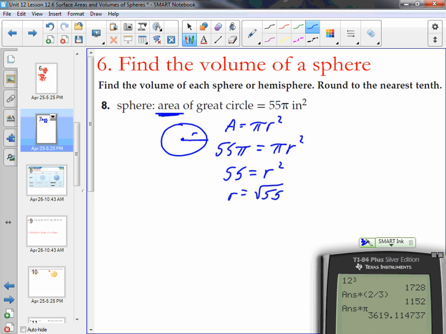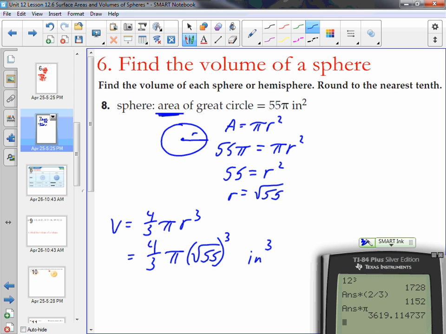All right, now it's a full sphere this time, so no 1/2. So volume equals 4/3 pi r cubed. So in this case, that's 4/3 pi times the square root of 55 cubed, cubic inches. Now, I'm good with calling that your exact answer, okay? We can simplify that a little bit. That square root of 55 cubed could actually be simplified to, see if this makes sense to you, 55 times the square root of 55.